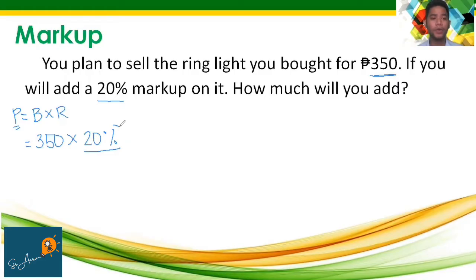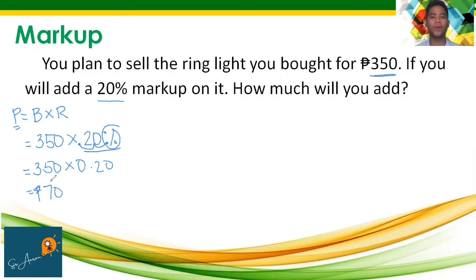So anong gagawin? Yung percent sign o kaya yung decimal point ay i-move mo twice or dalawang beses papunta sa kaliwa. So we will move 1, 2. Nandun na ang decimal point. So mag-a-add lamang dun ng 0. So i-rewrite natin 350 times 0.20. So, i-multiply lang yon at ang magiging sagot ay 70 pesos.